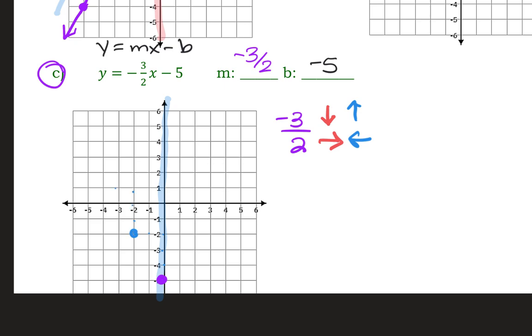And you just do as many as you can till you fill up your graph, all right? So don't just do 2, because later on we're going to graph 2 lines, and that's not going to allow you to find intersections there, okay?